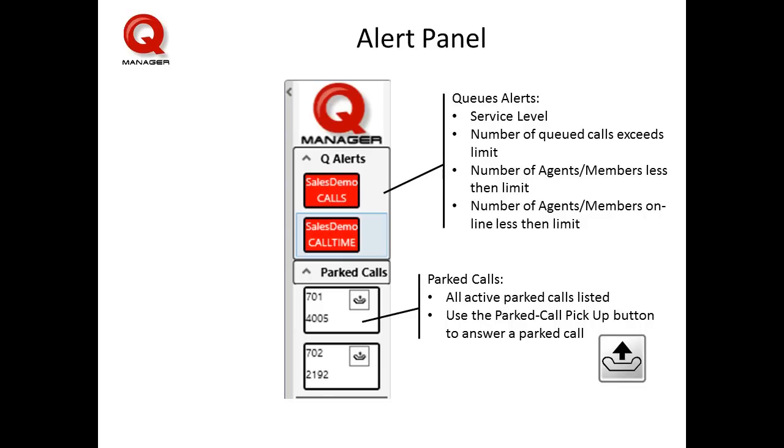Parked calls are also shown. Click on the Parked Call Pickup button to retrieve that call from Park. If the alert panel is not desired, it can be minimized using the minimize arrow in the upper left corner of the panel. Let's look at the Queue Alert audible setting and messages.